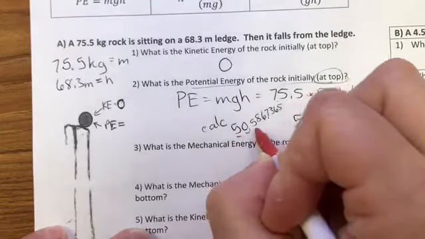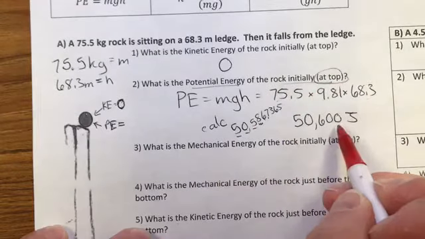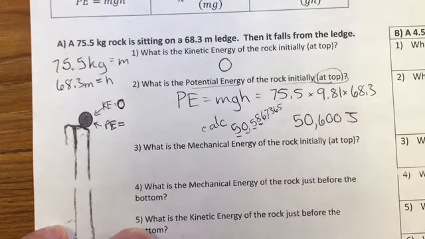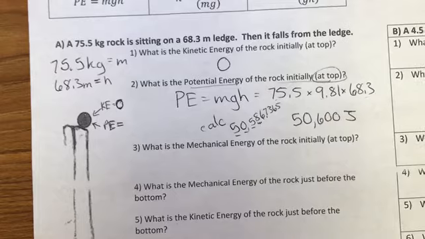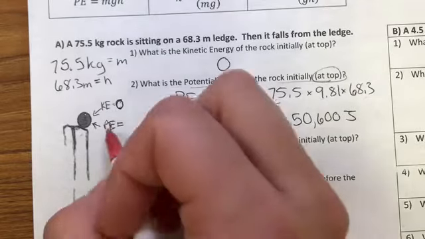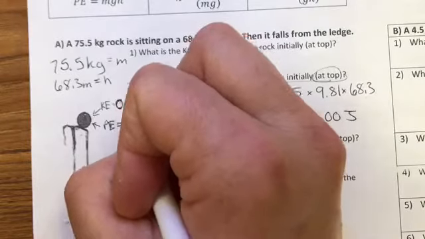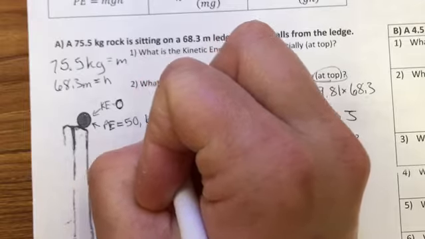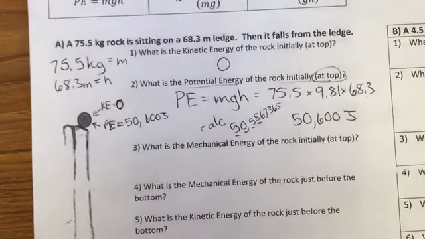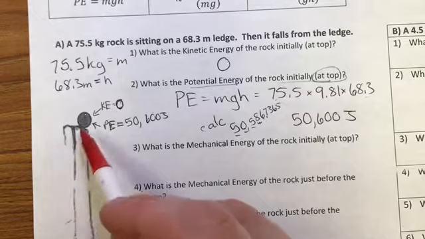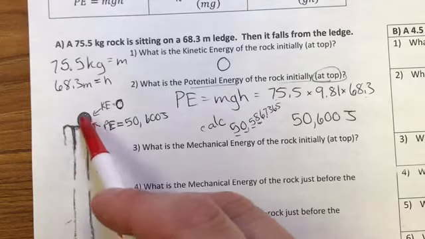Okay, the 8 rounds that 5 up. But those 2 zeros, even though they're not significant, they are necessary placeholders. So, potential energy at the top, 50,600 joules. It's a lot of joules. That's a lot of energy. But it's just potential, just sitting there waiting.